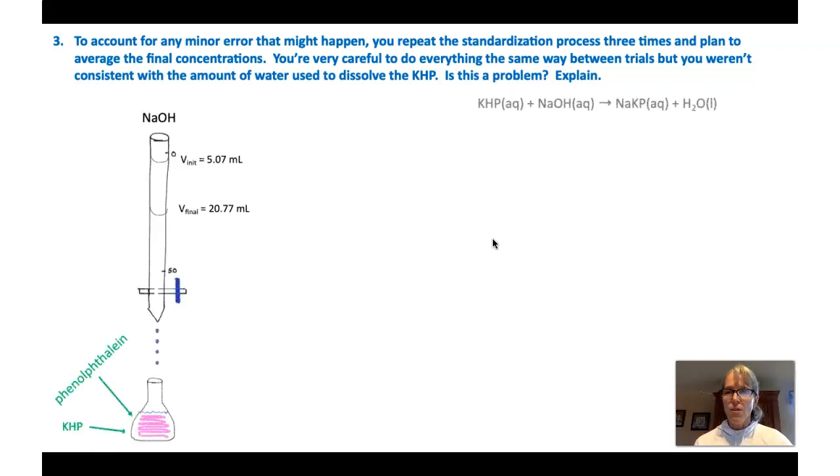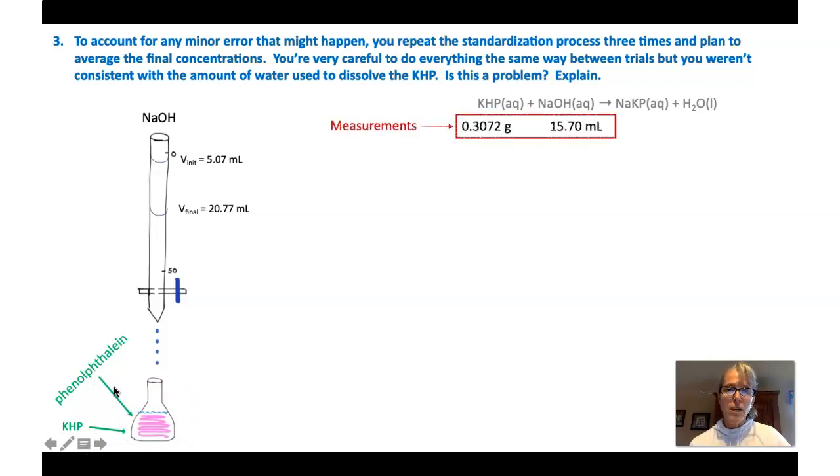Okay, so let's think it through. Again, we're going to have the sodium hydroxide in this flask, and we're going to drain it down drop by drop into this flask that contains KHP and phenolphthalein. And from this, we're going to have a couple of measurements, the mass of the KHP and the volume of sodium hydroxide. So what we want to do here is focus on these measurements and the calculations and see if the volume of water that we use for the KHP factors in anywhere at all.